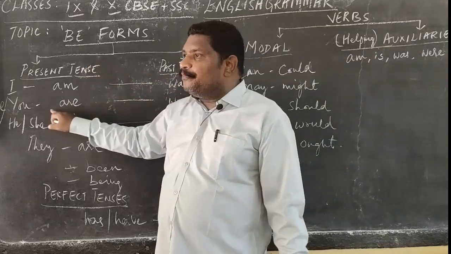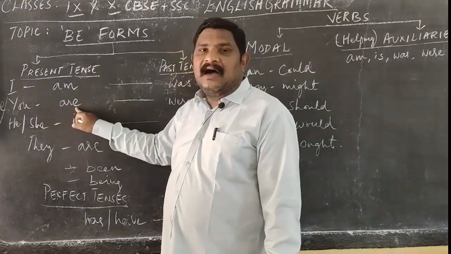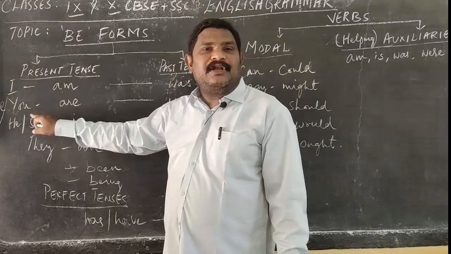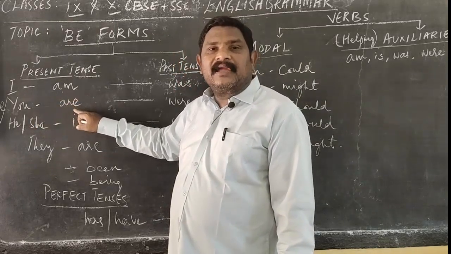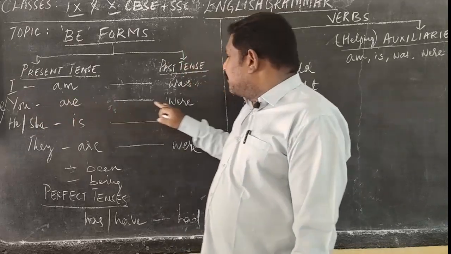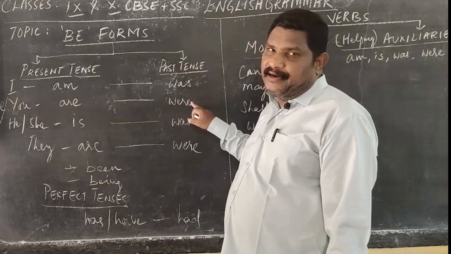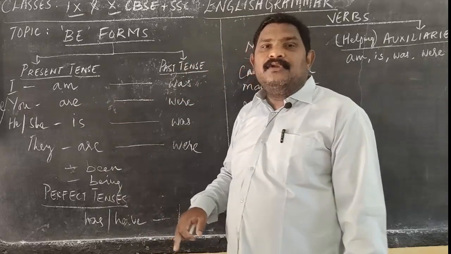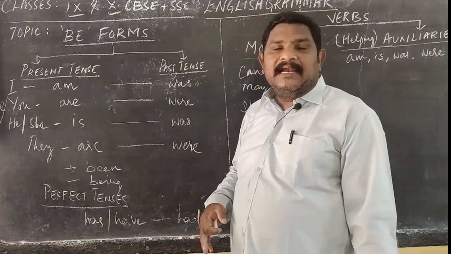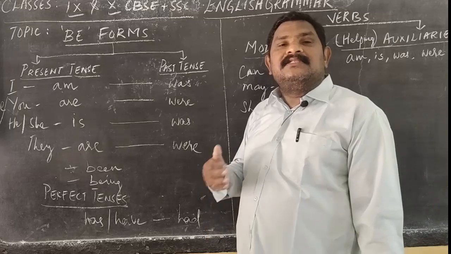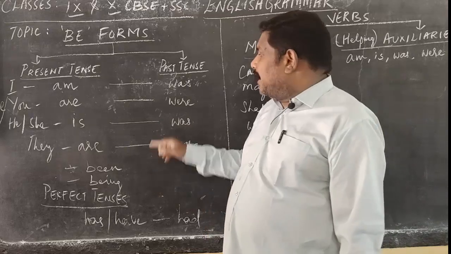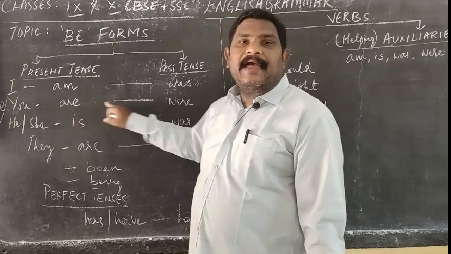Now, coming to you, for the second subject you, the plural form, okay, we go with are in the present tense, and the past tense of are is were. You need to roll the sound of are and were, are and were.